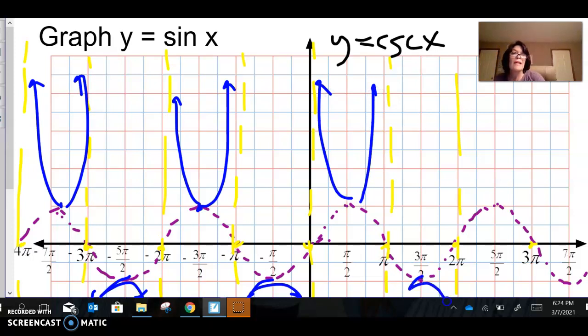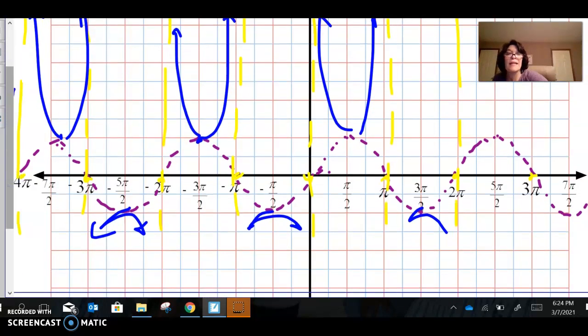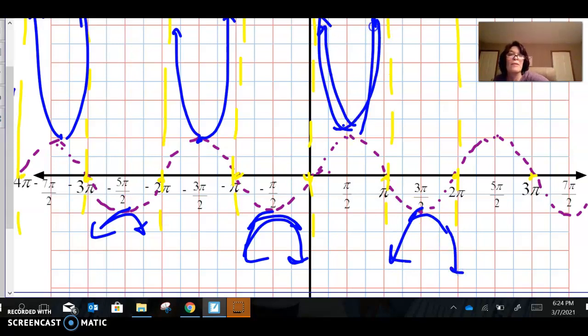Okay? So when I think of y equals cosecant, the period is 2 pi. And it really goes from 0 to 2 pi here. The first one is a parabola opening up at pi over 2, 1, and then a parabola opening down at 3 pi over 2, negative 1, with asymptotes at every pi.